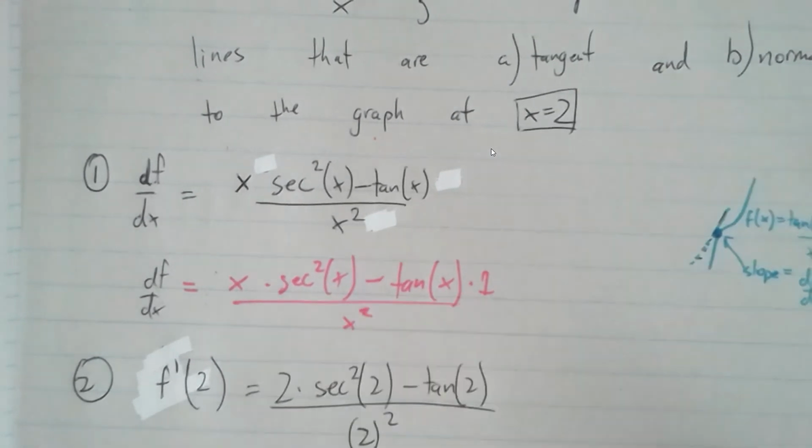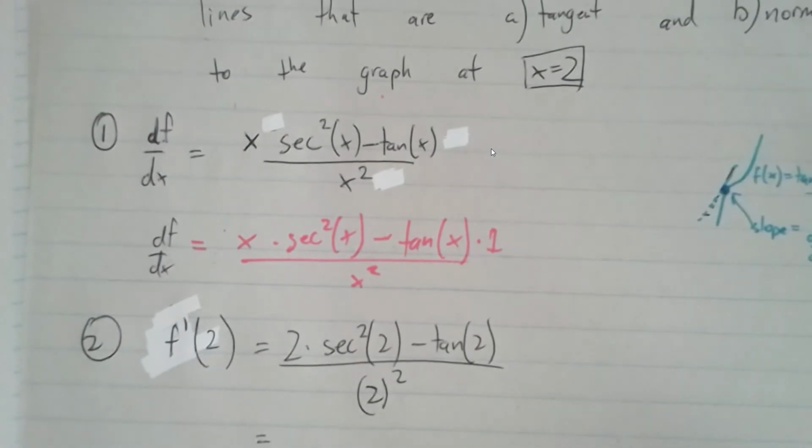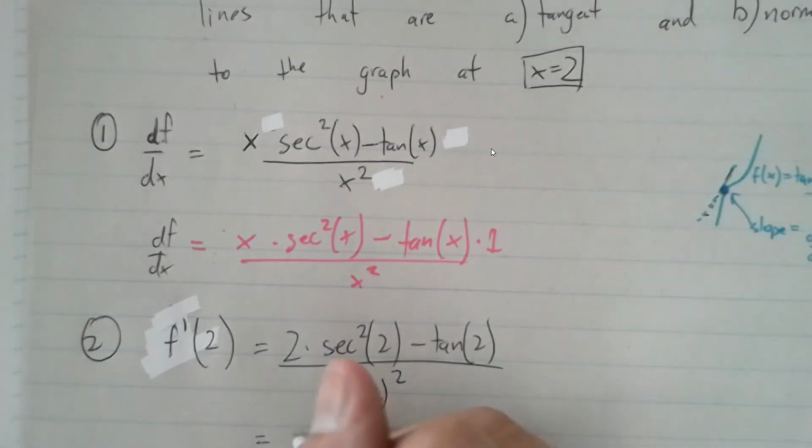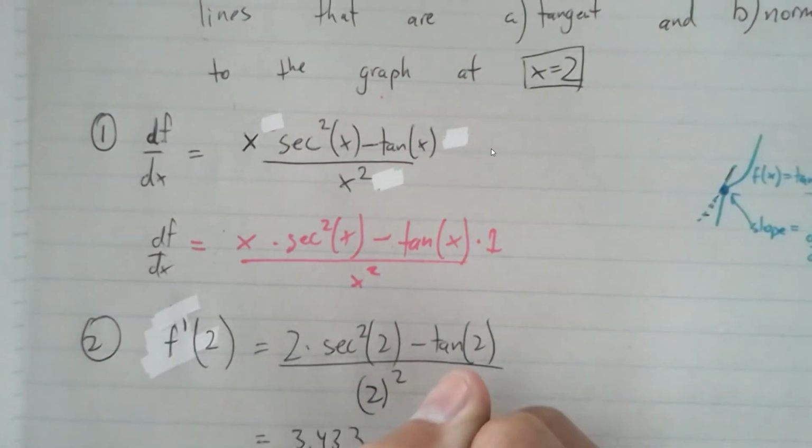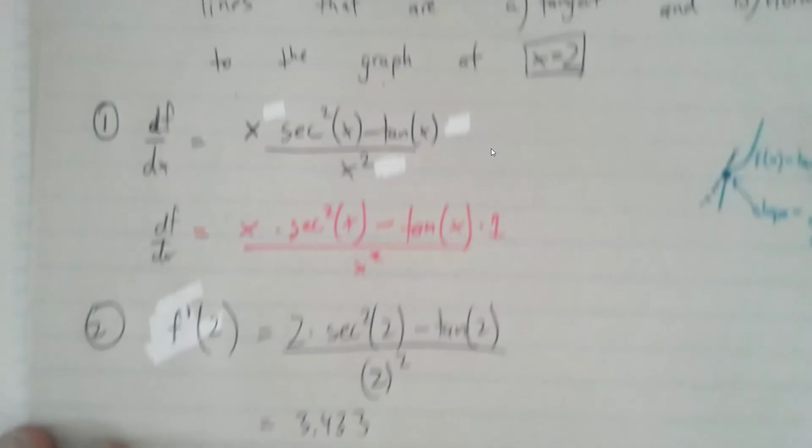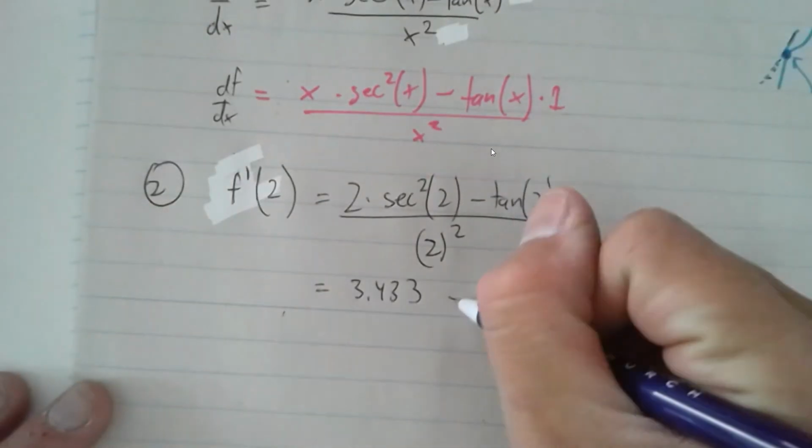For the interest of time, can someone just tell me what they got if they're putting it into the calculator? Gray, what'd you get? Were you able to get an answer? Don't worry about it. Yeah, so it is 3.4. I got 3.433. That's just the slope.